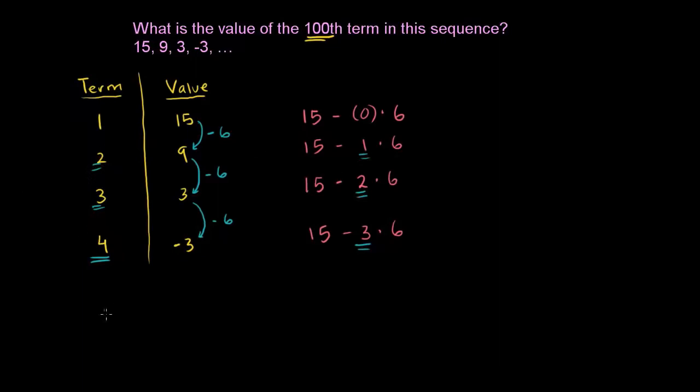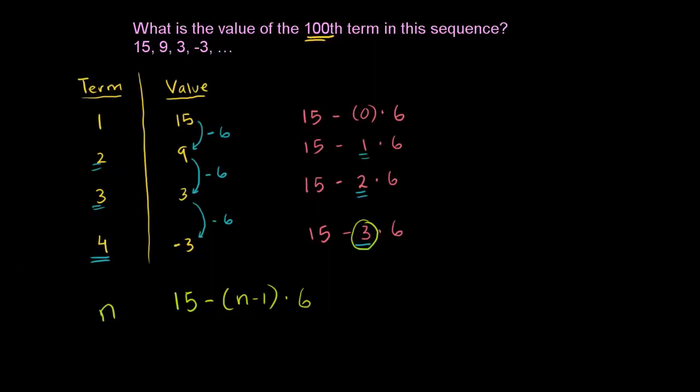So if we had the nth term, what's this going to be? It's going to be 15 minus n minus 1 times 6. When n is 4, n minus 1 is 3. When n is 3, n minus 1 is 2. When n is 2, n minus 1 is 1. When n is 1, n minus 1 is 0. So if you want to figure out the 100th term, I didn't even have to write this general term. You could just look at this pattern.